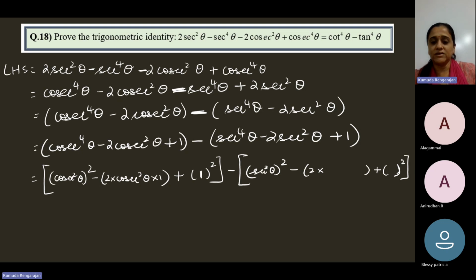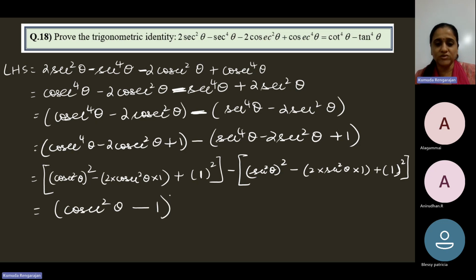So secant square theta, then 1, secant square theta into 1. 2ab, 2 secant square theta into b, which is 1. So now in both the brackets we have three terms which are of the form a square minus 2ab plus b square. So can be written as a minus b the whole square. A is cosecant square theta, because it's minus 2ab, so it is a minus b the whole square. So this is the result of the first bracket.